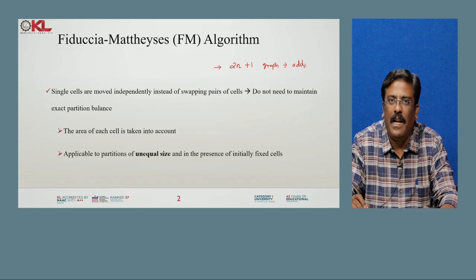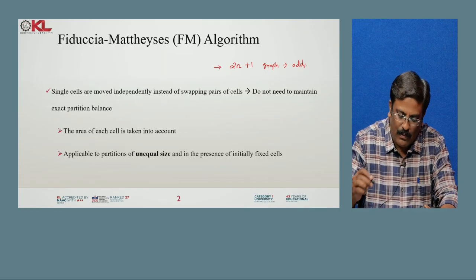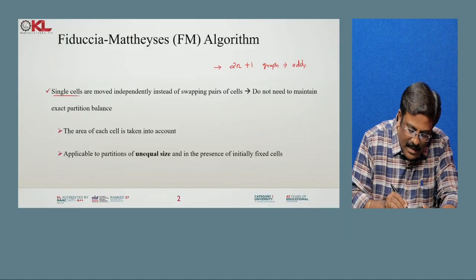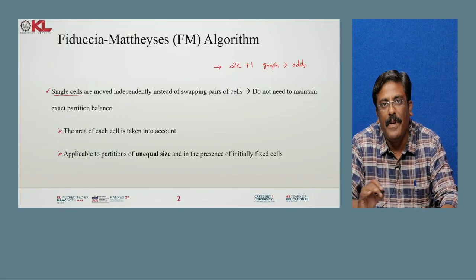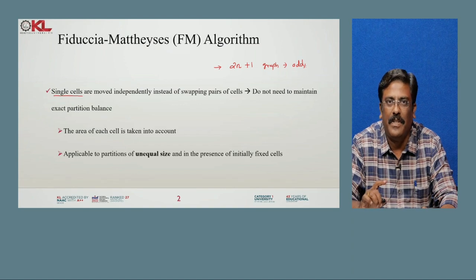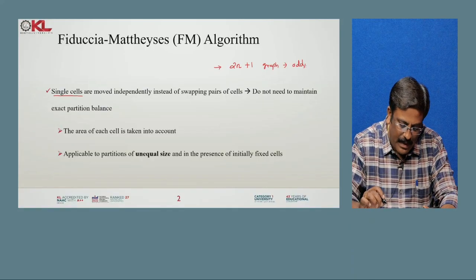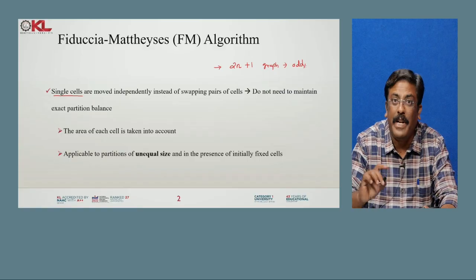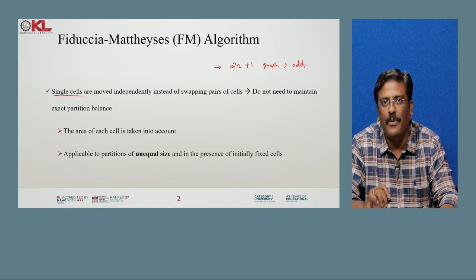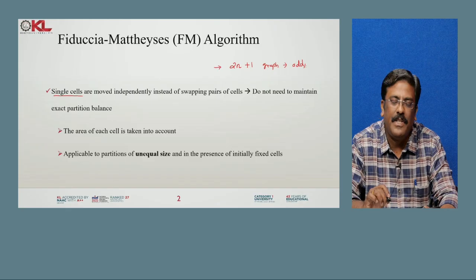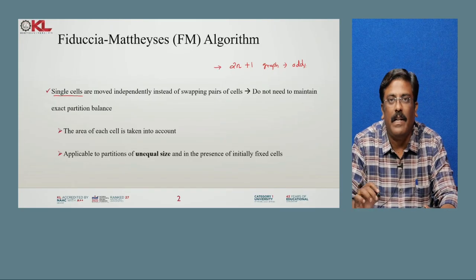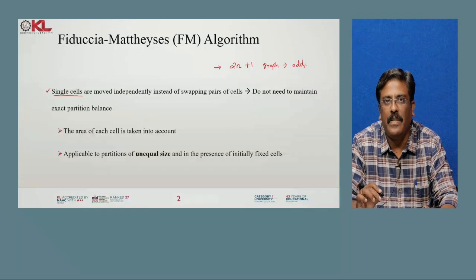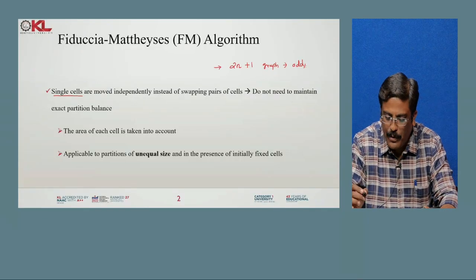Since we can handle 2n plus 1 nodes, how does it operate? It is based on a single cell being moved independently from one partition to the other. Whereas we have seen just now in the KL algorithm, we use a pair of nodes to swap between partitions. Here we make use of just a single cell to move independently, so there is no need to choose a pair of nodes. Instead, one cell can move from the partition it is in now to the new partition.